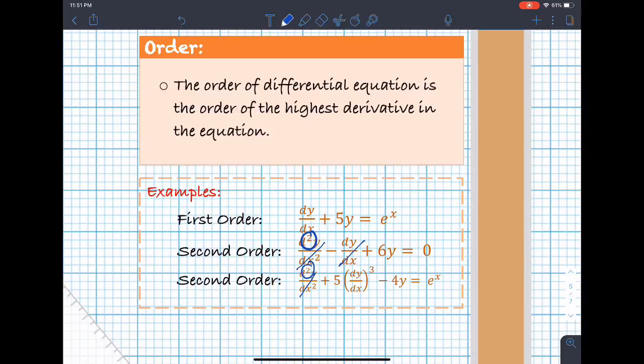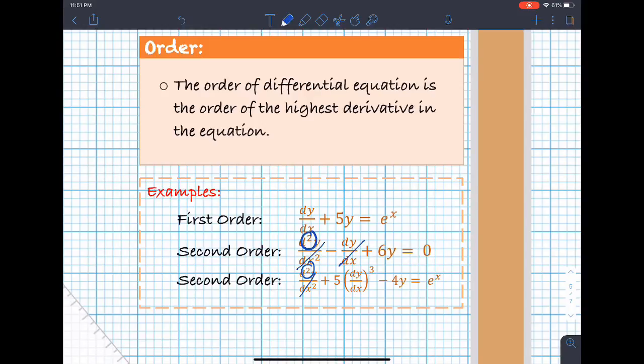So that is how we classify the order of a differential equation. We are simply looking at the highest derivative. Okay? The highest derivative is the order of the differential equation. But what is the importance of knowing the order? Why do we need to know whether it is a first order or a second order differential equation?